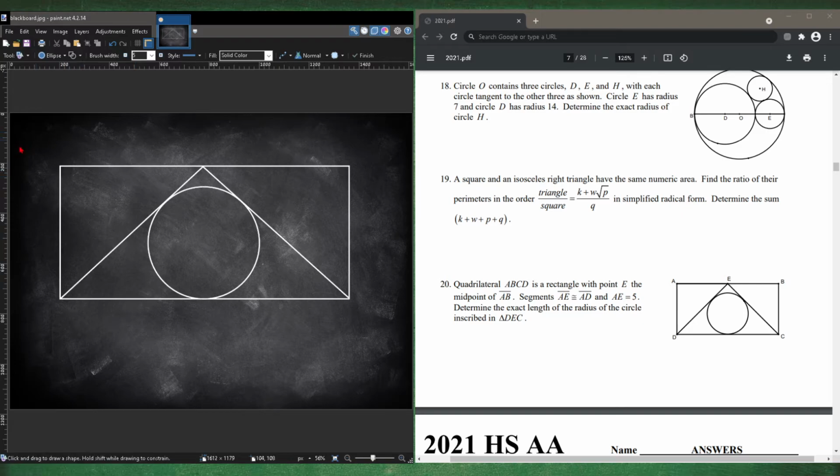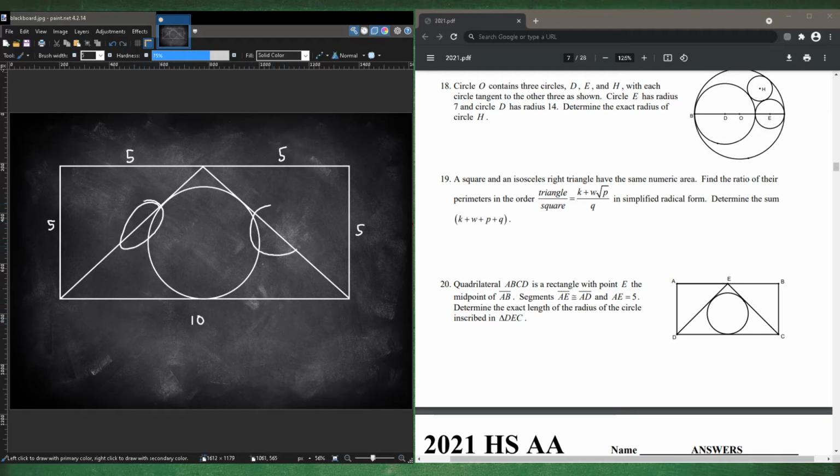Okay, so they said this was length 5, and since this is a midpoint, this is also 5, and they say AE equals AD, so this is 5, and this is 5. It's a rectangle, so 5 plus 5 equals 10 for this length.